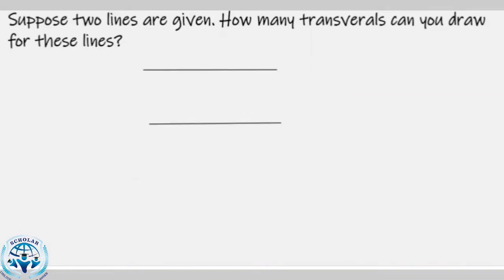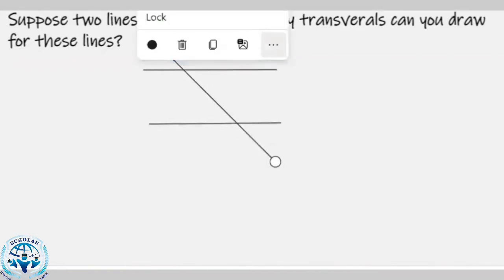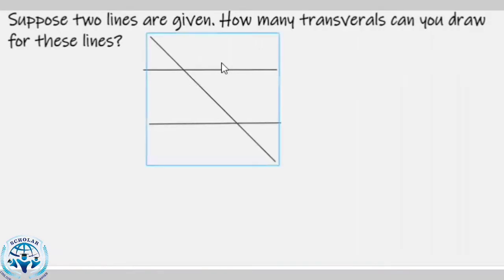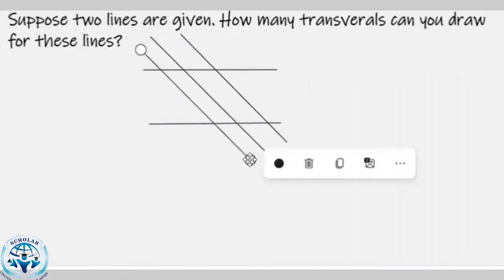Suppose two lines are given. How many transversals can you draw for these lines? Let's see. This is one transversal. Now draw another transversal. This is another transversal. Now you can extend the parallel lines up to infinity.